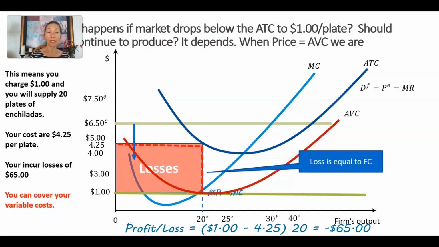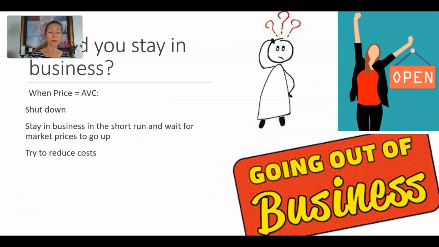In any case, if you decide to shut down, your loss is going to be equal to the total amount of your fixed cost. So basically, this is a big question mark. What should you do? Should you stay in business?